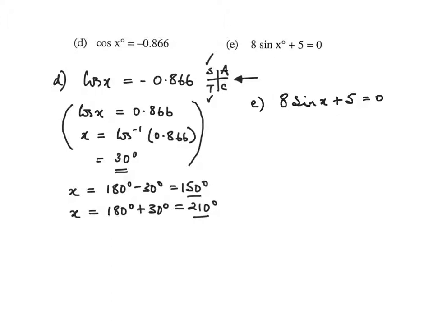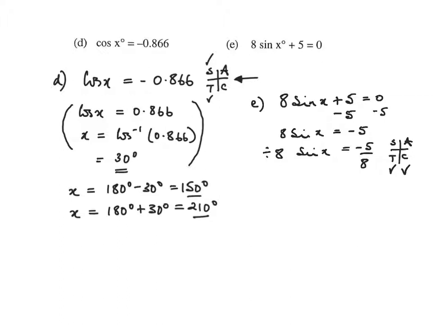So I'm going to subtract 5, and that's 8 sine x equals minus 5, and then divide by 8. So sine x equals minus 5 over 8. Cast diagram. Sine is negative. Sine is positive in A and S, so it's negative in T and C.